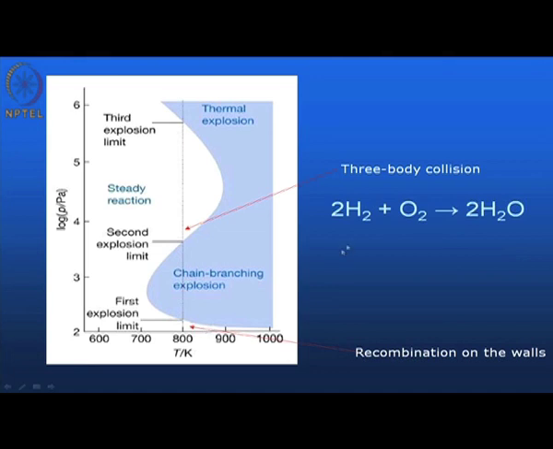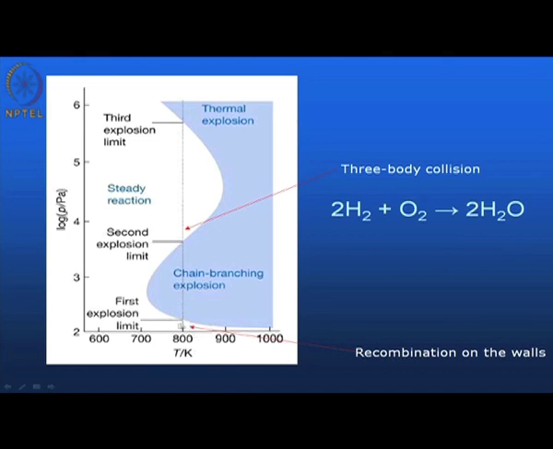So, this is a typical H2 plus O2 producing 2 H2O situation. This is the plot of P versus temperature. Now this is the region where chain branching and explosion happens, and here thermal explosion happens. And in this pressure region, this is your steady reaction region. And these are the 3 explosion limits.